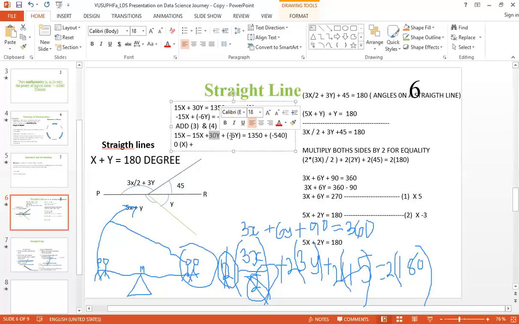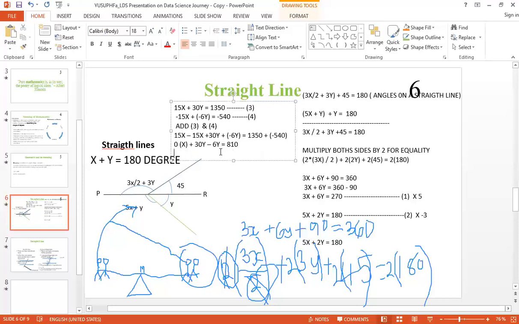So now we have plus 30y plus minus 6y. Plus times minus is minus, so we have 30y minus 6y, is equal to 1350 minus 540. Plus times minus is going to be minus. 1350 minus 540 is going to give you 810. I'll be logged out in 10 minutes again. And the answer is 810.